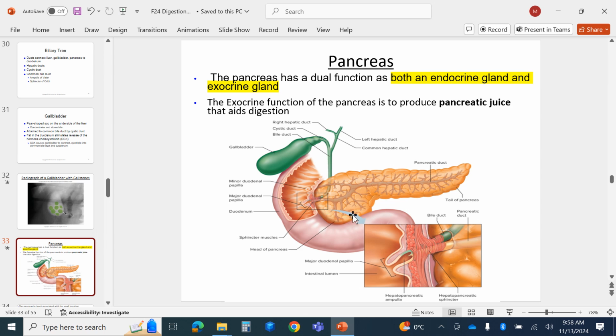Here's your pancreas right in here. Your pancreas is both an endocrine and exocrine gland. Exocrine means it has a duct. Endocrine means it doesn't have a duct. So it produces chemicals, hormones there, where there is no duct throughway, but then you're talking about the exocrine gland.